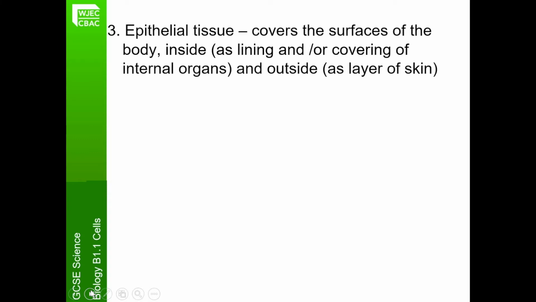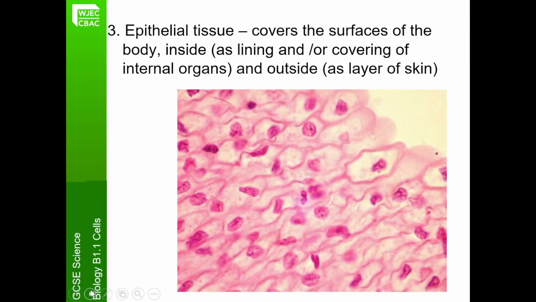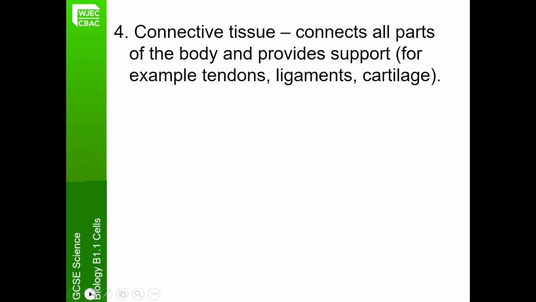Epithelial tissue is another word for lining tissue. It basically covers the surfaces of the body, both inside and outside. So the lining of the inside of your mouth, or the lining of the outside of your body like a layer of skin. And here we can see a microscopic image of our epithelial tissue. With the dark blobs being the nuclei, we can see the cell membranes around the outside of them all joined together. Epithelial tissue tends to be quite flexible to allow movement.